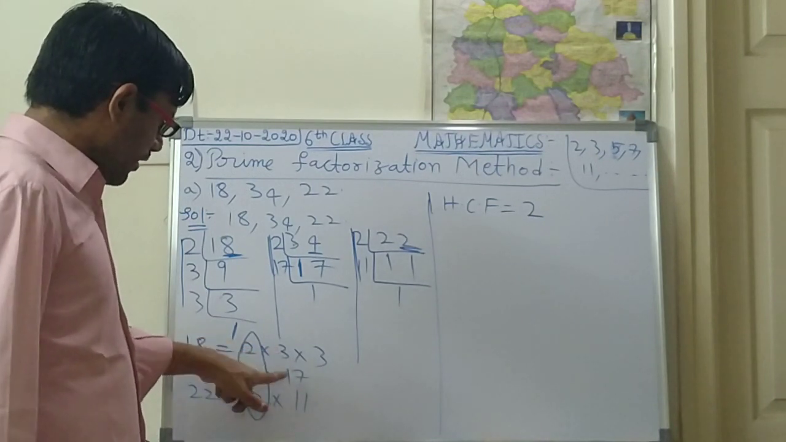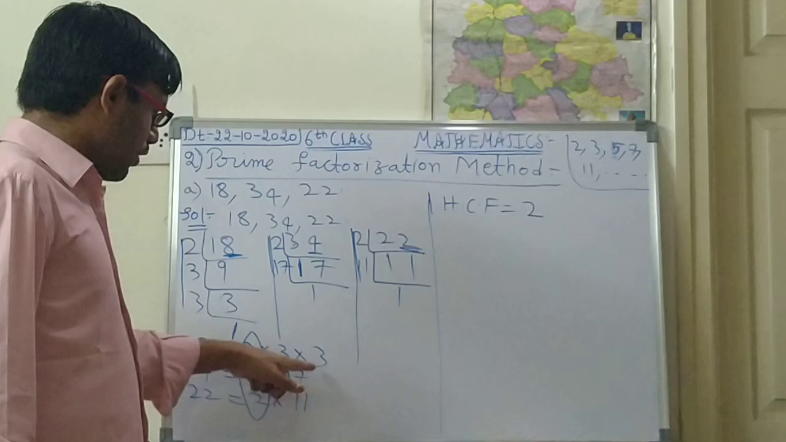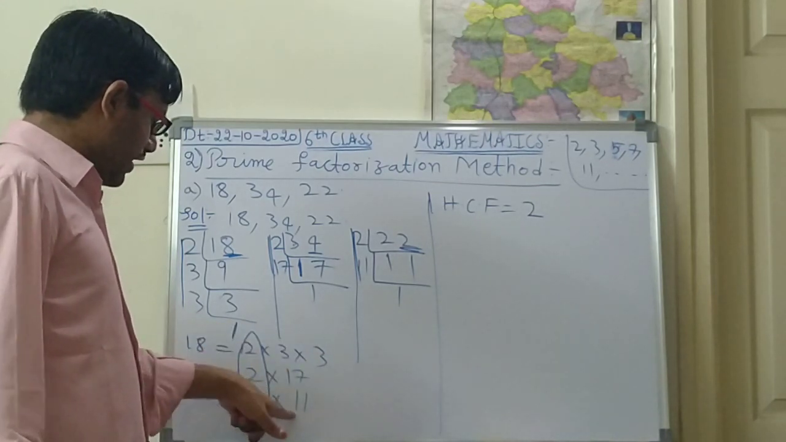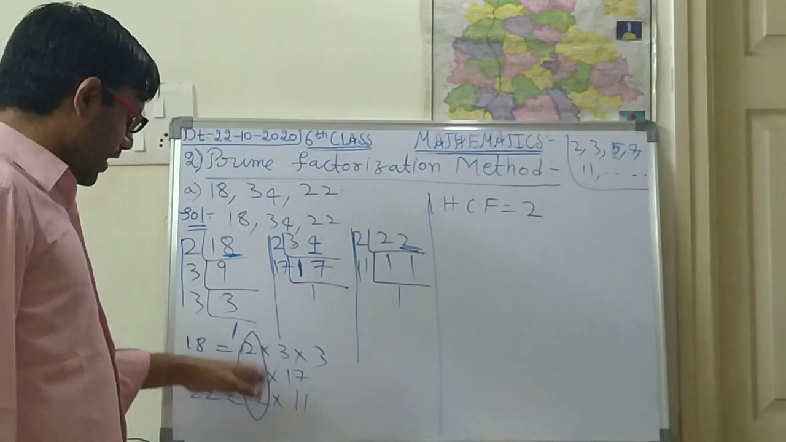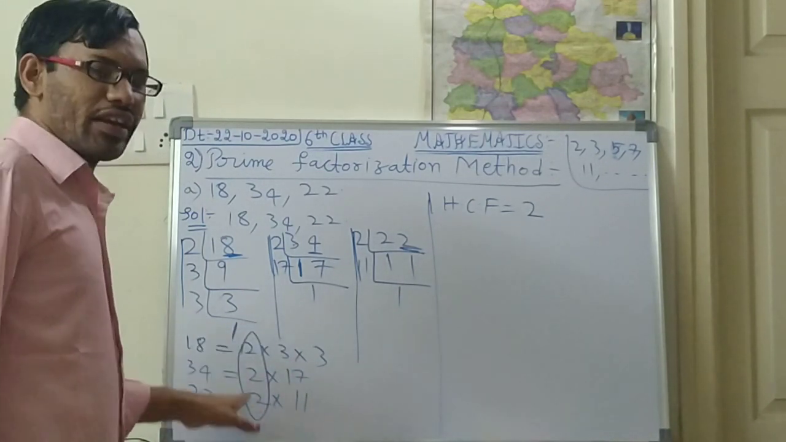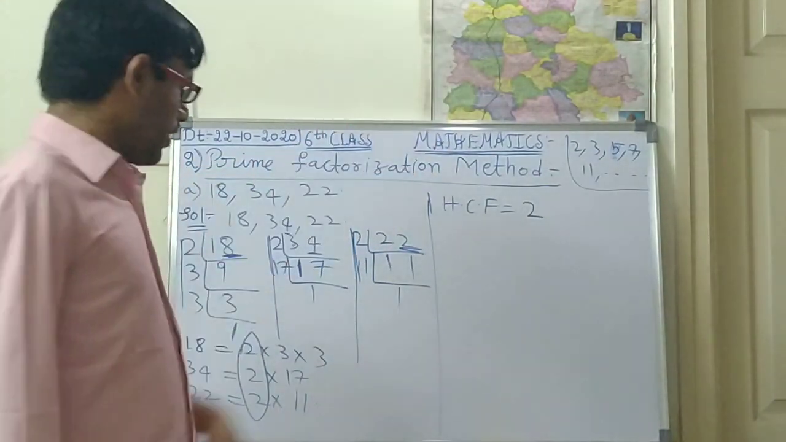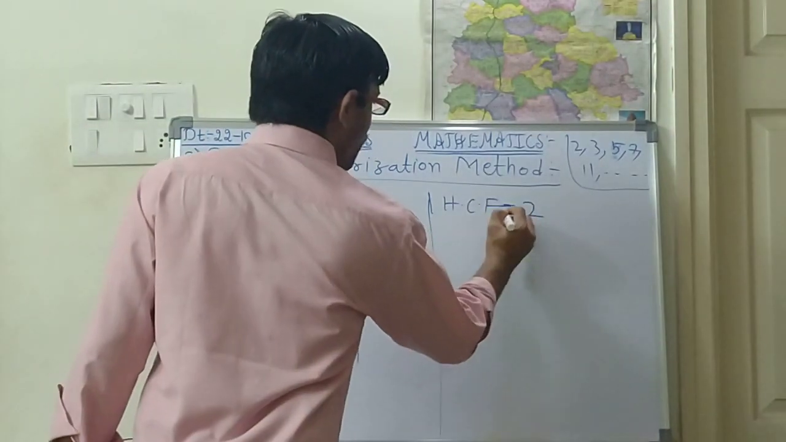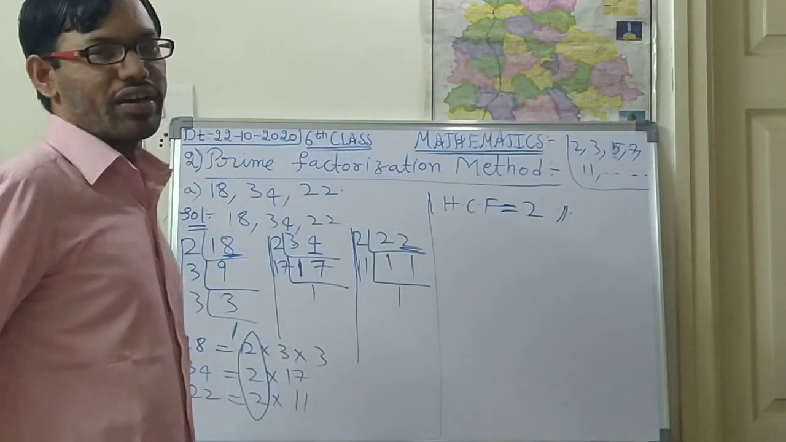Is there still any common factor? 3 is there in 18, but for 34 and 22, 3 is not there. Same here, 17 is not there in 18 or 22, and 11 is also not there in this one. If there is any common number in all three factor sets, then you are supposed to write that one. Now only 2 is there. So what is the highest common factor here? Only 2. So 2 is the highest common factor.